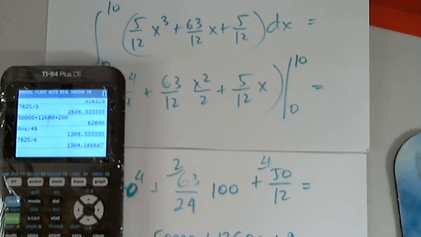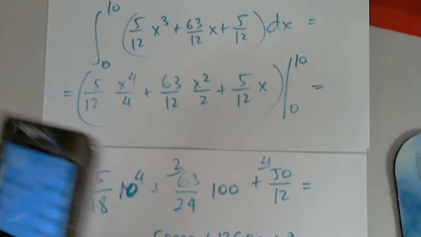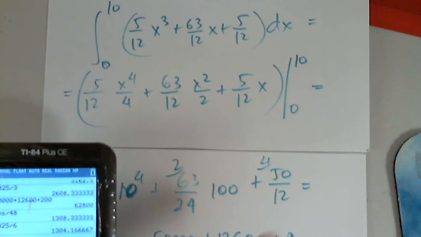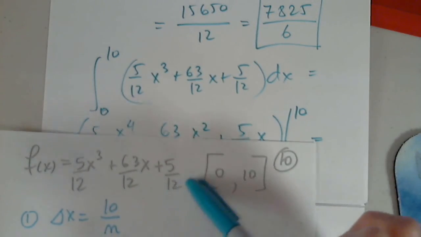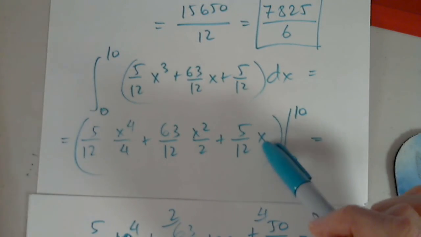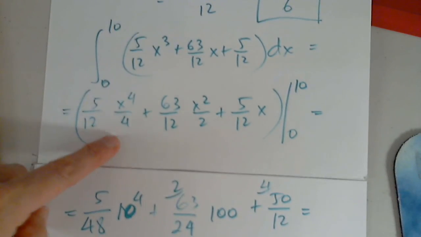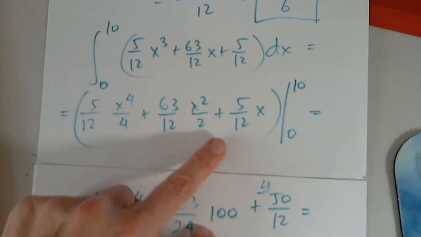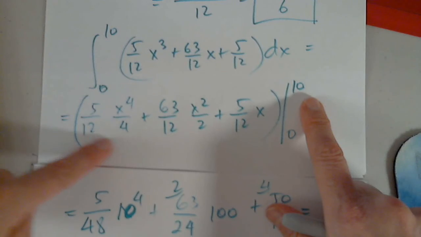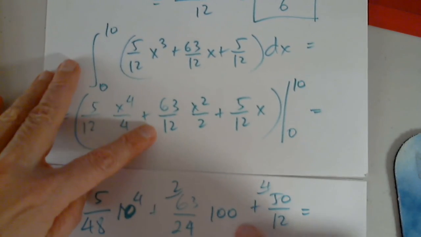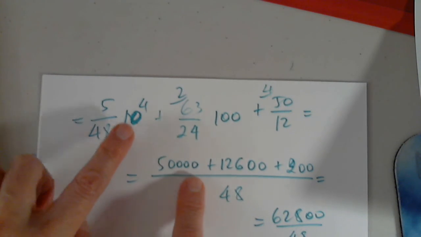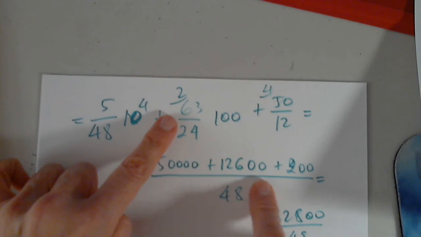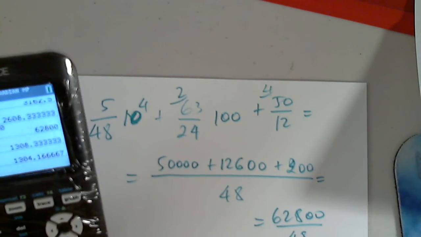And I'm going to check that one against 7825 divided by 6. I do have an error somewhere. This one divided by 48 is 1308. The other one is 1304. So let me do this. Did I copy the function correctly? X to the 4 over 4, x squared over 2, and x. So this was indeed 48. This was 24. I plugged in 10. Is 48 indeed the least common denominator? Yes, it is. 4 zeros, yes. 126 and 2 zeros, and 200.